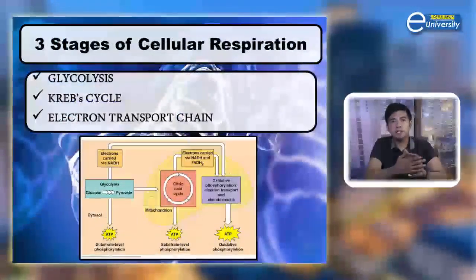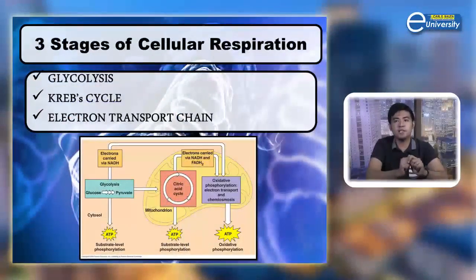So, cellular respiration is composed of three stages: glycolysis, the Krebs cycle, and the electron transport chain. However, other books suggest that cellular respiration is composed of four stages. We have the transition stage between glycolysis and the Krebs cycle, but I include that in the presentation. So again, the three main stages of cellular respiration are glycolysis, the Krebs cycle, and the electron transport chain.